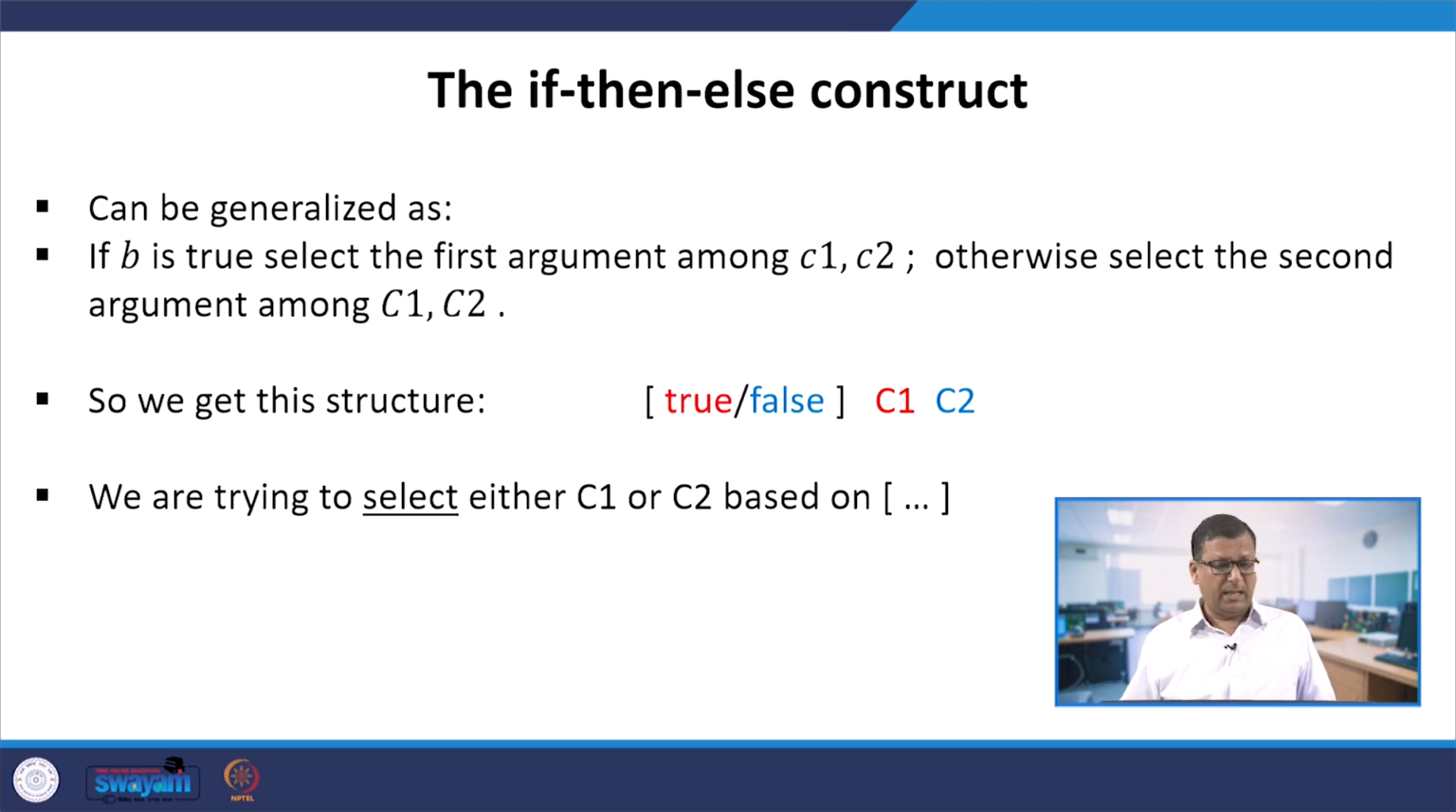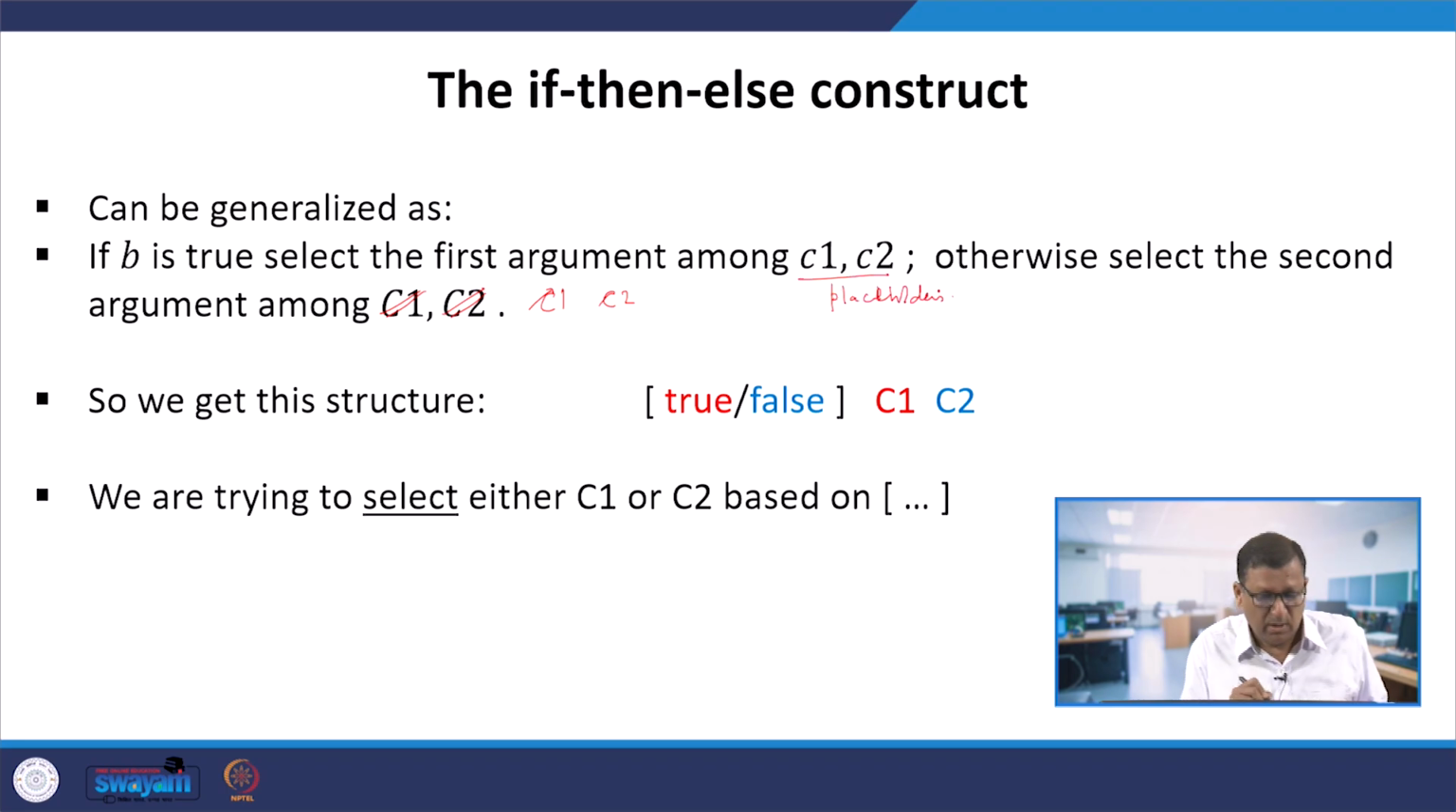Then we can generalize this if function as: if B is true, we are going to select the first argument among C1, C2. Otherwise, we are going to select the second argument among C1, C2. So, it should be lowercase. It is lowercase c1, c2, not capital C1, C2, because these are the placeholders. So, if B is true, select the first argument among c1, c2.